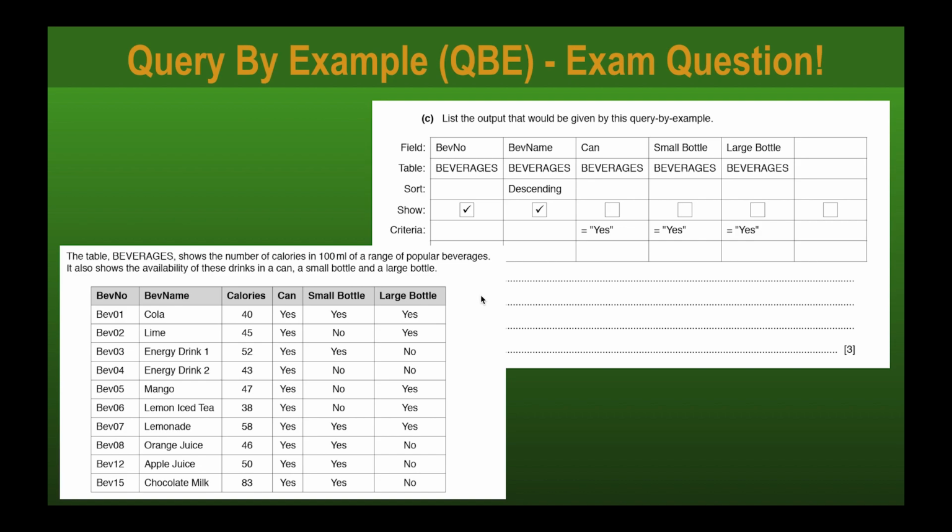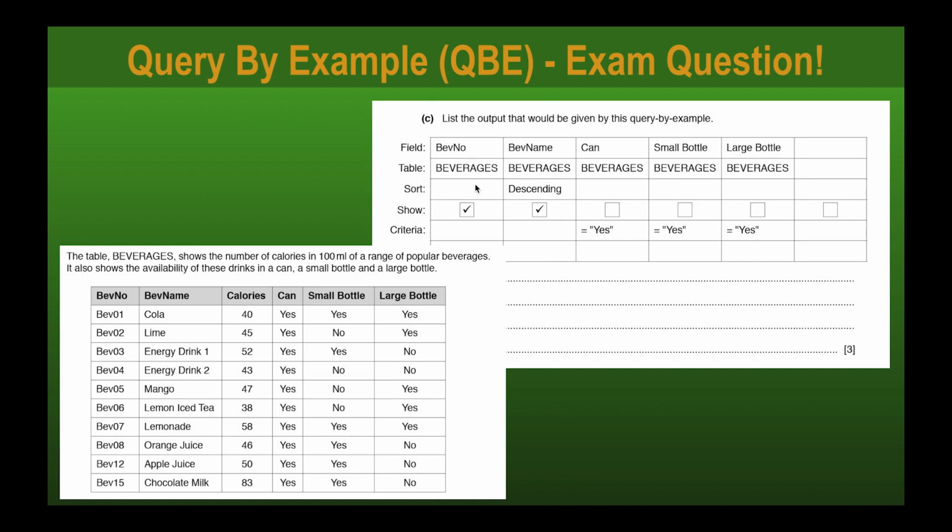Okay, so here is a table. And the table is called beverages, and it is looking at the number of calories that are found within 100 milliliters of popular beverages. So the popular beverages being like cola, lime, and energy drink, and how many calories are there in 100 milliliters. And it is showing these in either cans, bottles, or large bottles. So small bottle, large bottle, can. Okay? List the output that would be given by this query by example.